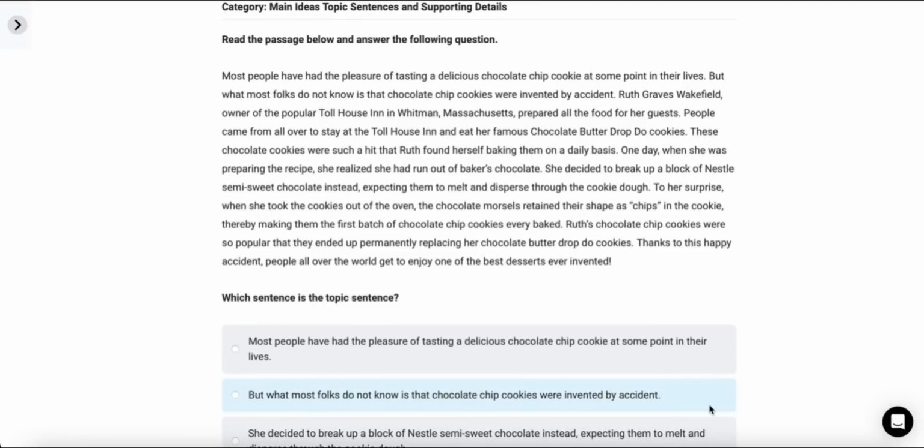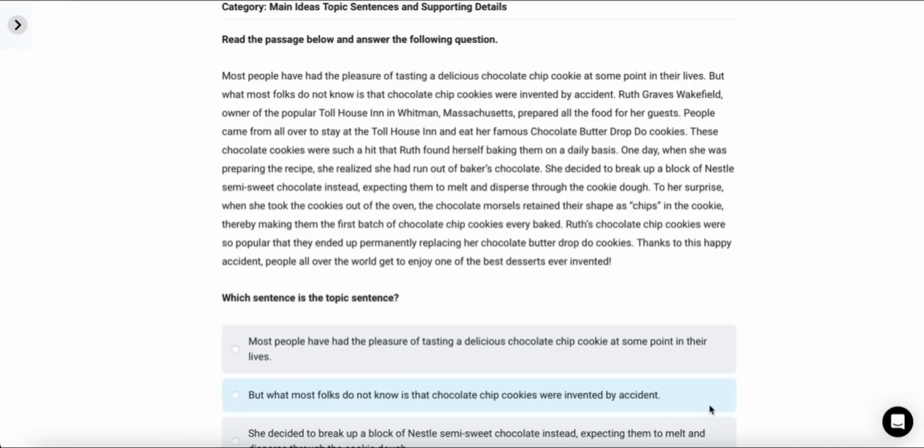Read the passage below and answer the following question. Most people have had the pleasure of tasting a delicious chocolate chip cookie at some point in their lives. But what most folks do not know is that chocolate chip cookies were invented by accident. Ruth Graves Wakefield, owner of the popular Toll House Inn in Whitman, Massachusetts, prepared all the food for her guests. People came from all over the world to the Toll House Inn and ate her famous chocolate butter drop do cookies. These chocolate cookies were such a hit that Ruth found herself baking them on a daily basis.